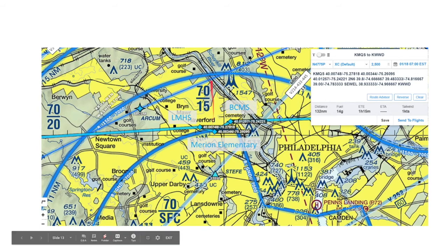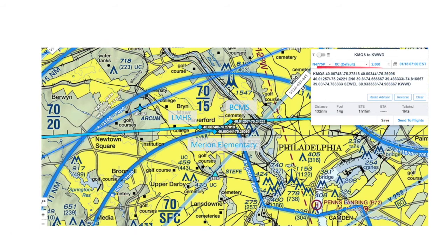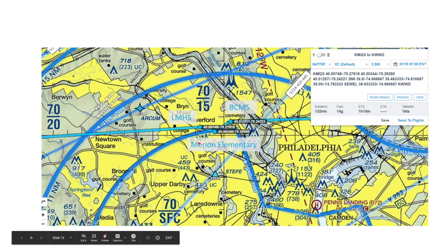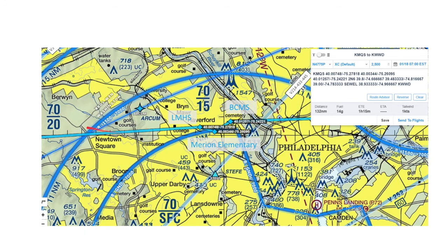This is the same map, but zoomed in. There's BCMS, LMHS, Marion Elementary, and these are the blue lines I was talking about earlier. In each of these rings, there are different requirements that you need to think about. If you're going between 2,000 and 7,000 feet, you must be in contact and follow the rules of the air traffic control.